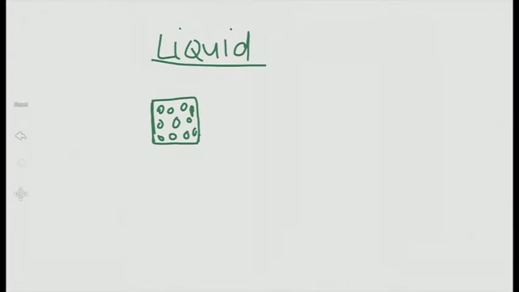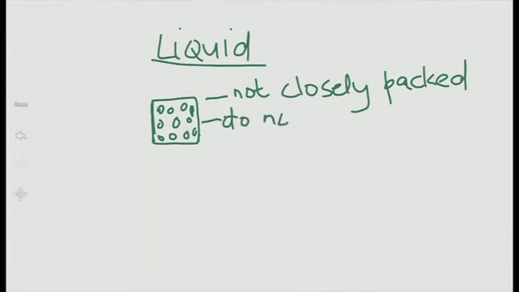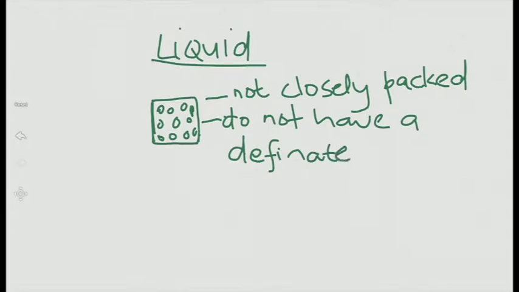How then can we define the particles of liquid? We can define them as they are not closely packed together. These particles here, they are just free to move, but not that much free. Do they have a definite volume or a definite shape? They do not have a definite shape.